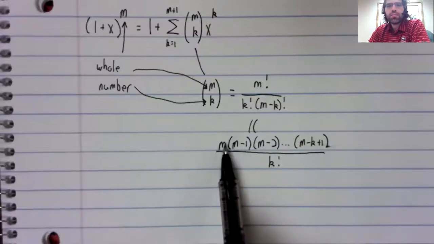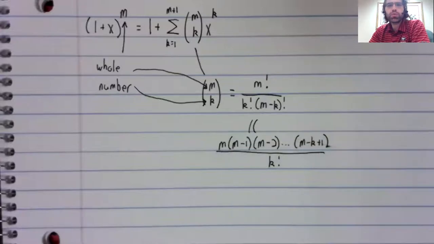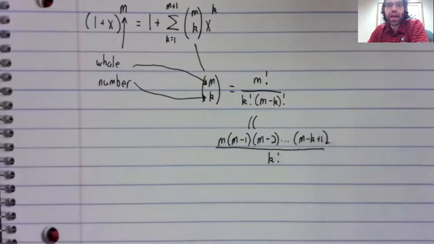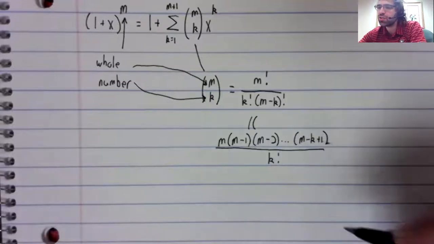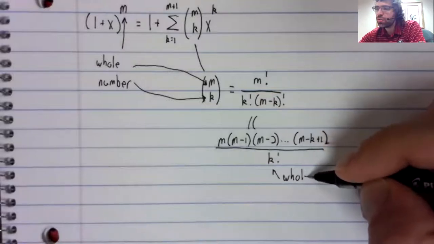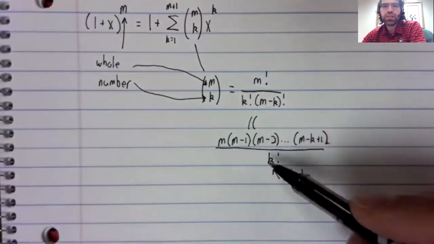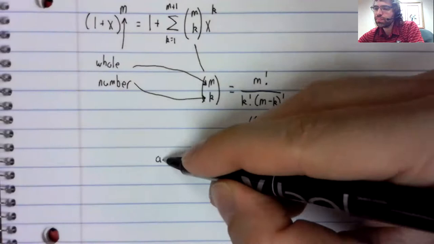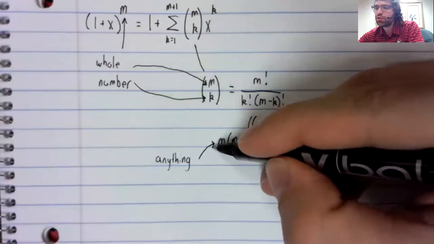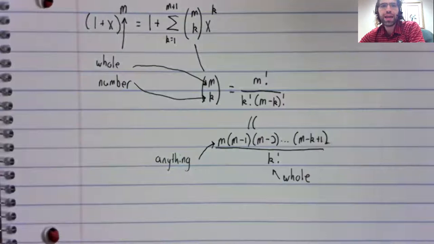Now, m never has a factorial attached to it, and this numerator is defined whatever m is. It would be defined even if m were a negative number, or if m were a fraction, or some kind of infinite non-repeating decimal. K still needs to be whole, but for this to be defined, we don't have any restrictions on m.